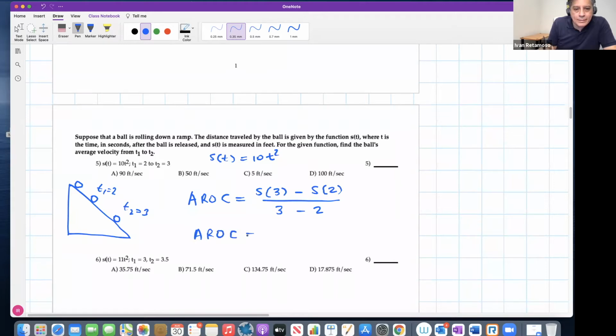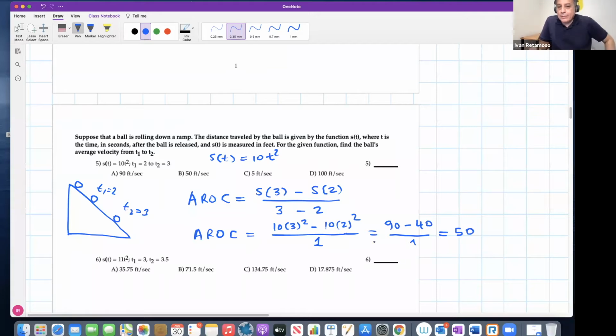Rate of change. But what is this s of 3? It's just what we get when we replace 3 for t. So this will be 10 times 3 squared minus s of 2, 10 times 2 squared, divided by 3 minus 2, 1. Let's compute this in our calculator. This is 9 times 10, 90. This is 40. Yeah, the computations are a little difficult. Divided by 1 is just the same. This comes out to be just 50.